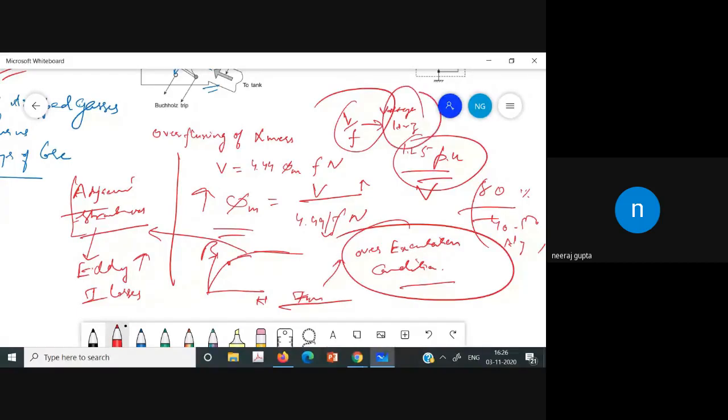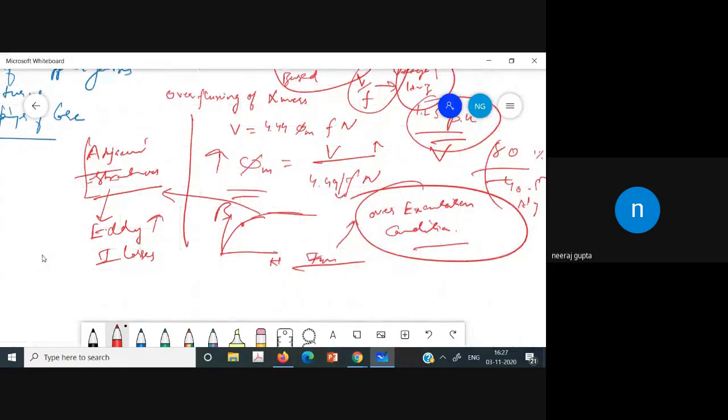So this relay is used for the protection against overexcitation. Mainly we are using the volts per hertz relay, and we are using microprocessor based relays.